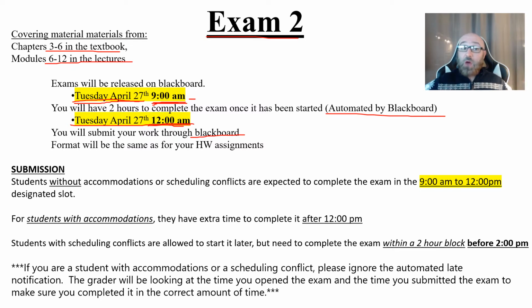So students without accommodations or scheduling conflicts are expected to complete the exam in that 3-hour block from 9 a.m. to 12 p.m. during that designated slot. And again, you only have 2 hours to complete it, but there is a 3-hour block. Now, if students do have accommodations, then extra time will be accommodated for them after 12 p.m. So if this is the case and you do have accommodations and it doesn't fit within this 9 to 12 period, please contact me individually and we'll make sure that you have the correct accommodations for you.